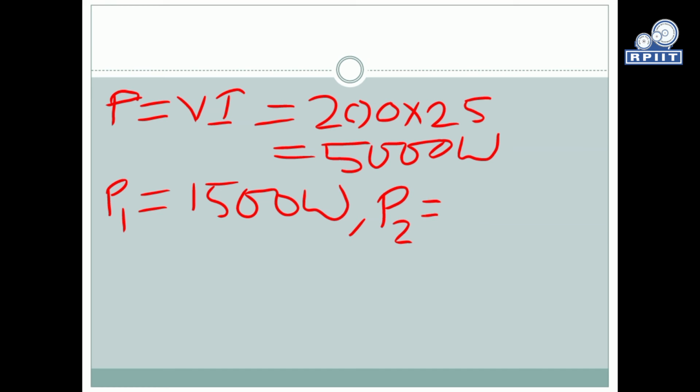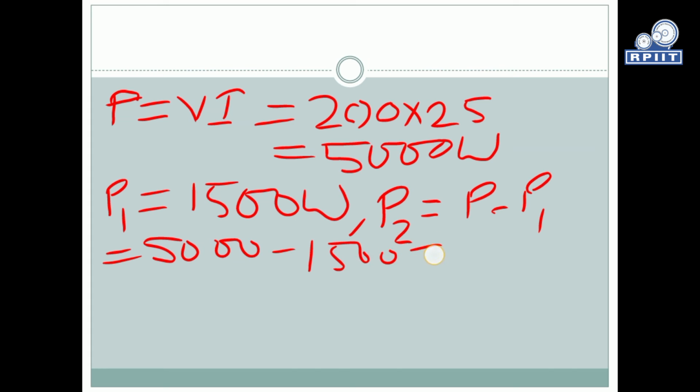P2 is equal to P minus P1, because total power is equal to P1 plus P2. So the formula of P2 will be P minus P1. Here we will get 5000 minus 1500. This will be 3500 watt.